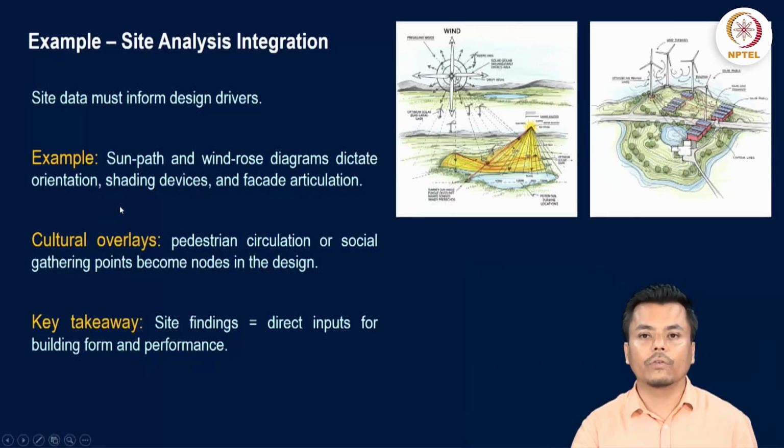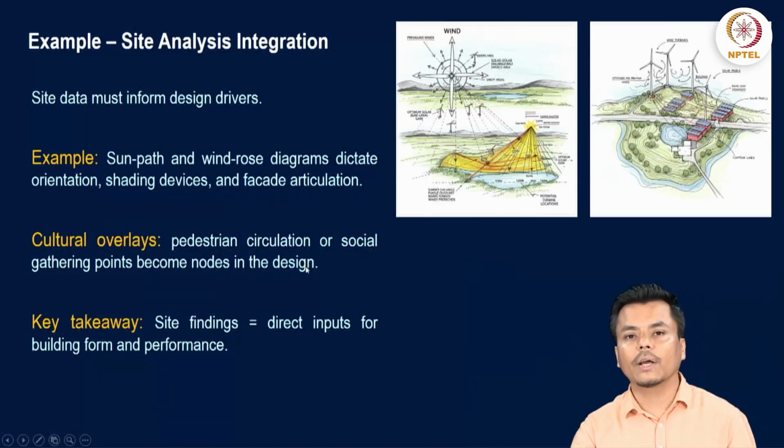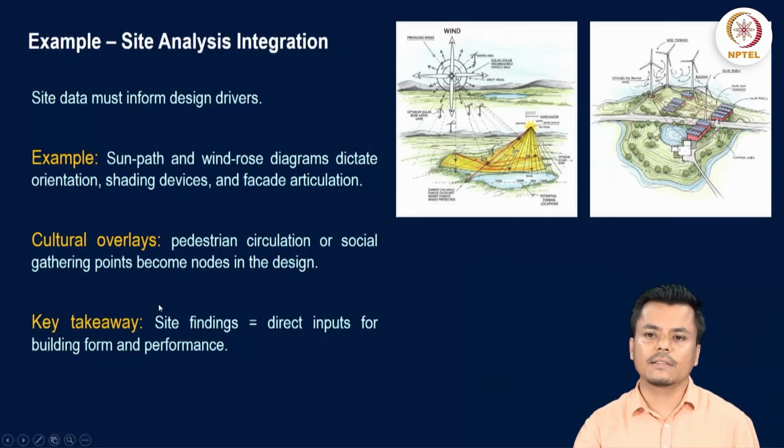So the cultural overlays include pedestrian circulation or social gathering points that become nodes in the design. So this important information about the different places or different features of the project or the site has to be understood, so that you can tap these features in the project. So the key takeaway is that the site findings help you as a direct input for the building form and for the performance of the building.